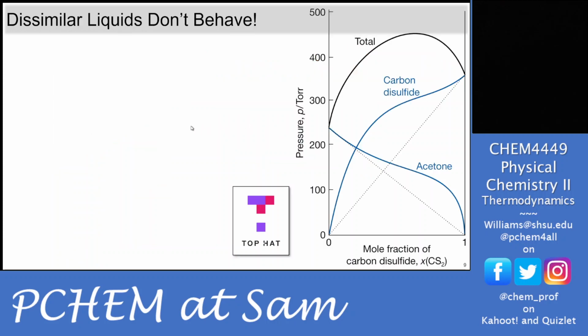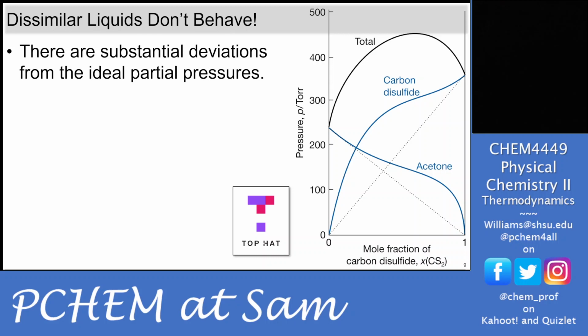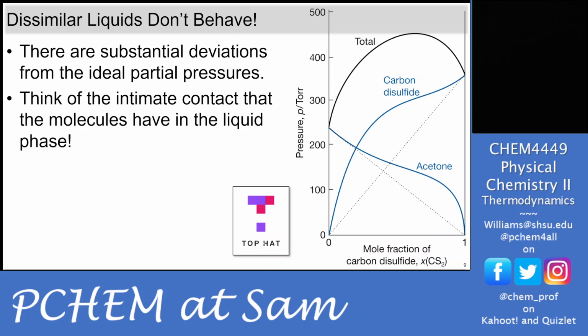Okay, now let's look at dissimilar liquids. Look how strange those curves are. Pretty ugly, yes? Okay. So there are substantial deviations from the ideal partial pressures. And this is acetone and carbon disulfide. So if you think about the intimate contact that these molecules have in the liquid phase, they can dramatically change the volatility of those molecules if they interact.